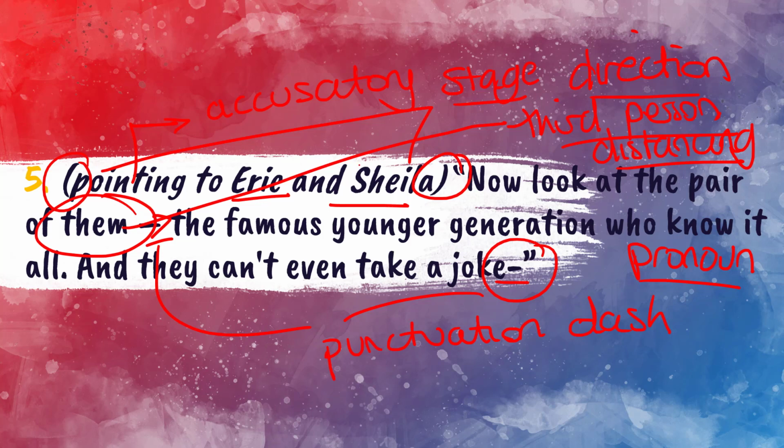"The famous younger generation." You can hear the sarcasm in this line. He uses the adjective famous. Again, the nature of that, if you look at it, is pejorative, it's negative. This is not savoury. He's not praising these. "They can't even take a joke." So he views the whole thing as a joke.